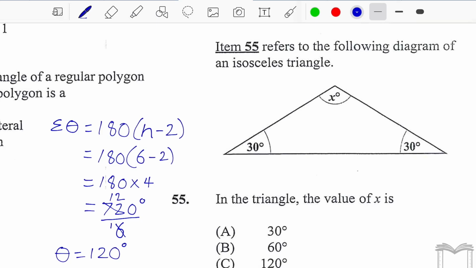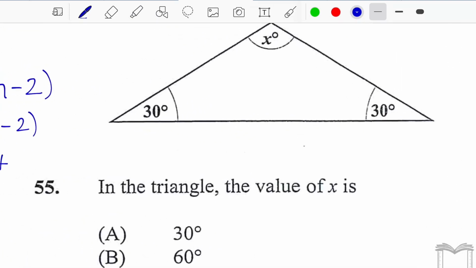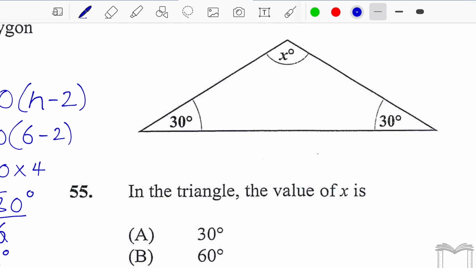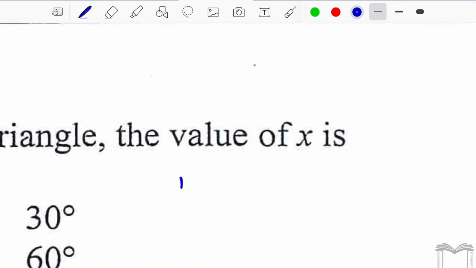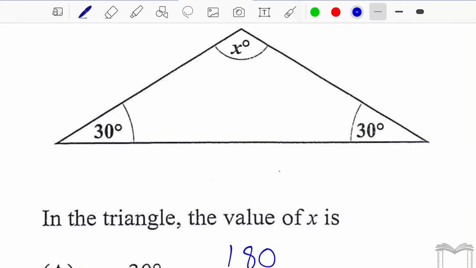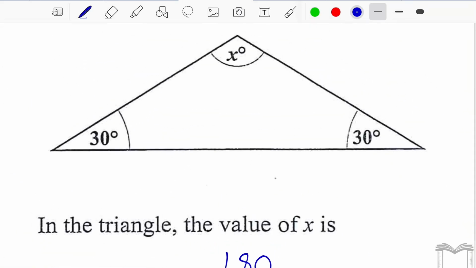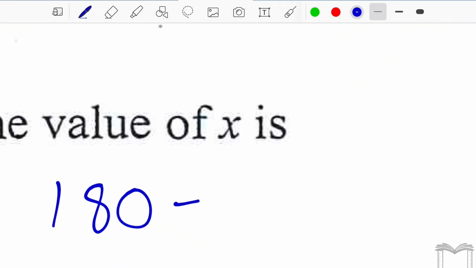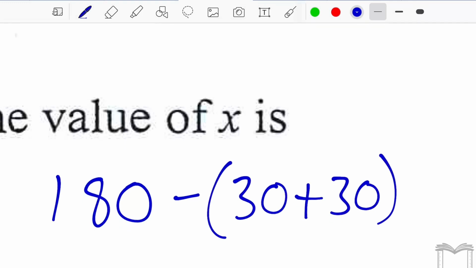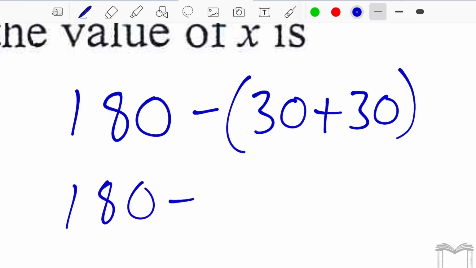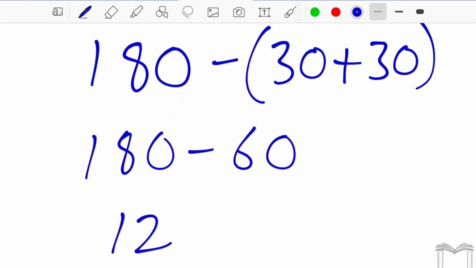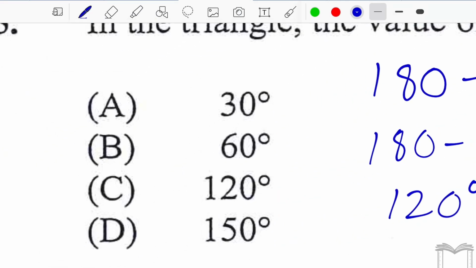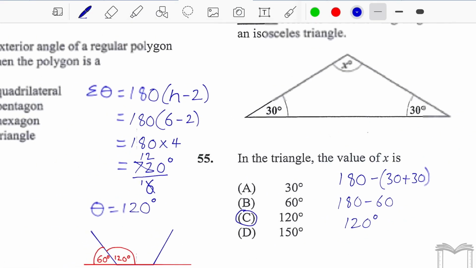Item 55 refers to the following diagram of an isosceles triangle. In the triangle, the value of X is, so this is an easy question. The sum of the angles in a triangle is equal to 180 degrees. If we have two angles being 30 degrees, we simply subtract that from the total and we will get X. So 180 take away the two angles 30 and 30, which is 60. So 180 take away 60 will give us 120 degrees. The answer is C.